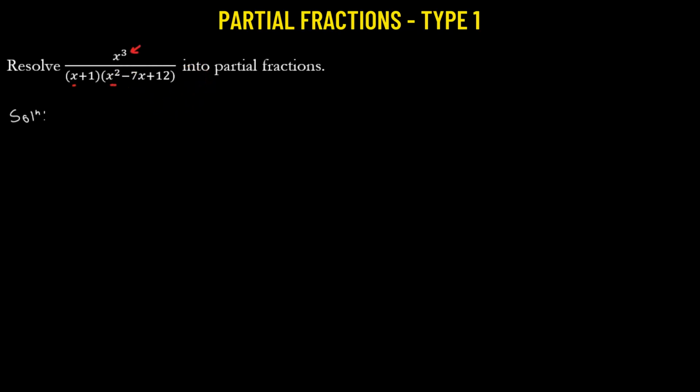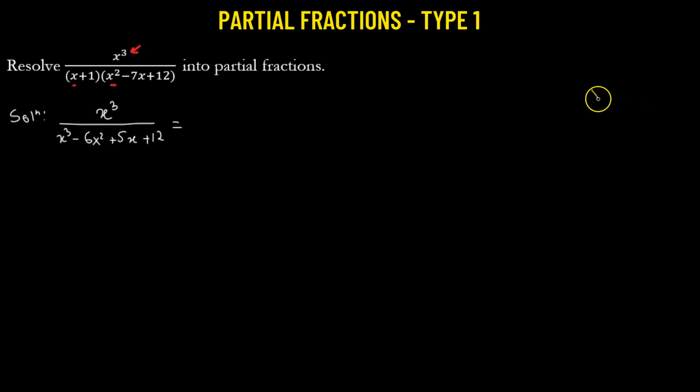So let's do that. That means we can rewrite x cubed over, so we are going to multiply x plus 1 with x squared minus 7x plus 12. And this is going to give us x cubed minus 6x squared plus 5x plus 12. So you can clearly see here that the degree of the numerator and the denominator is exactly the same. So in order to reduce this, we have to perform a long division. So let me do it here.